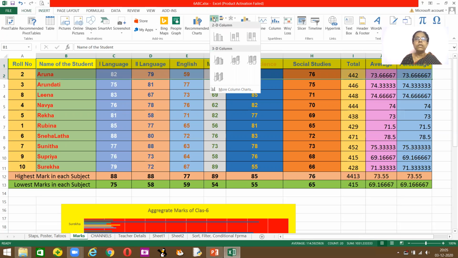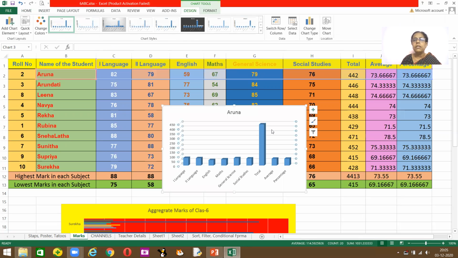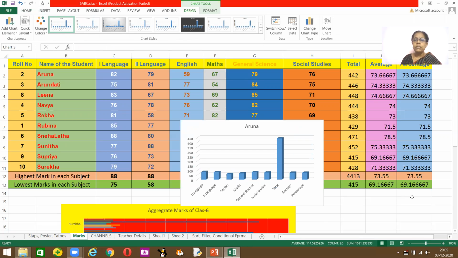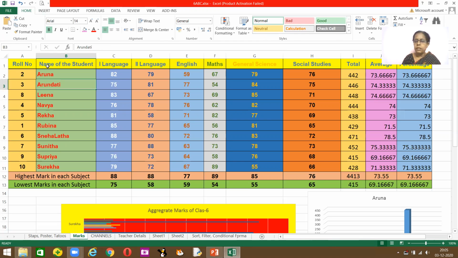Say I want a column chart. So 3D column. This is only for the first student, I put the chart. So you have to put it for each student. Suppose your name comes on the third line. This is how you would do. Just select the total till average.